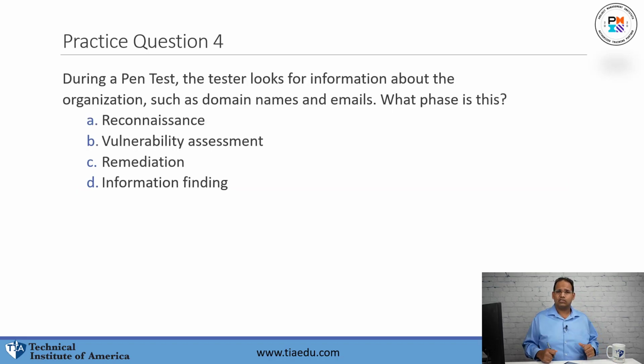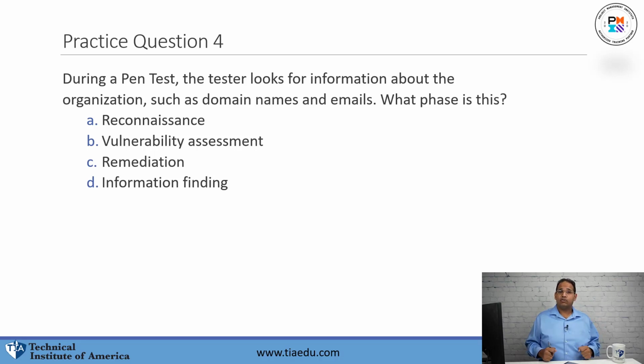All right, question number 4. During a pen test, the tester looks for information about the organization, such as domain names and emails. What phase is this? A, reconnaissance. B, vulnerability assessment. C, remediation. And D, information finding.